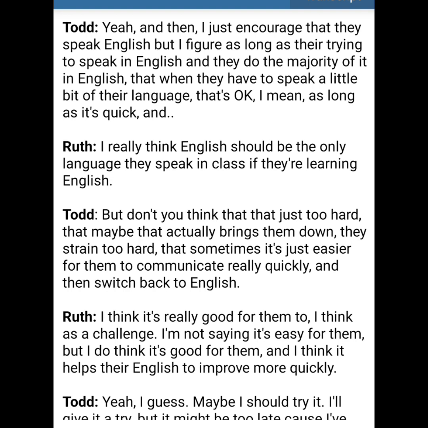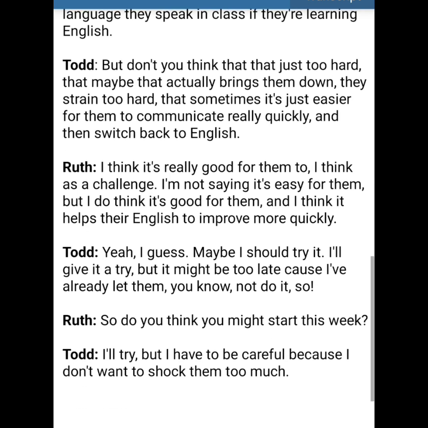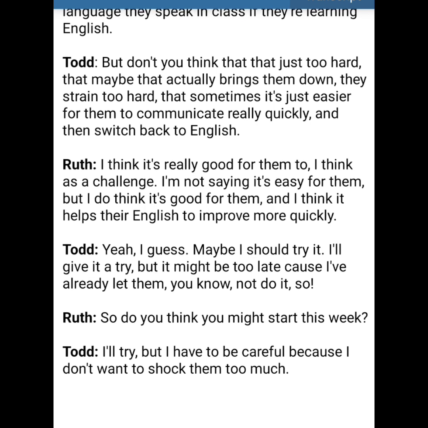I really think English should be the only language they speak in class if they're learning English. But don't you think that's just too hard? That maybe it actually brings them down, they strain too hard, that sometimes it's just easy for them to communicate really quickly and then switch back to English? I think it's really good for them. I think it's a challenge. I'm not saying it's easy for them, but I do think it's good for them, and I think it helps their English to improve more quickly.